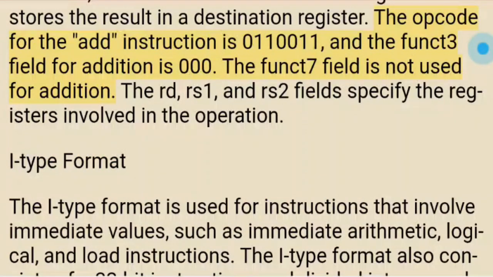The opcode for the add instruction is 01100011, and the funct3 field for addition is 000. The funct7 field is not used for addition. The RD, RS1, and RS2 fields specify the registers involved in the operation.